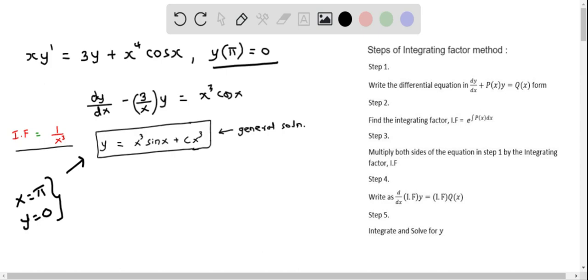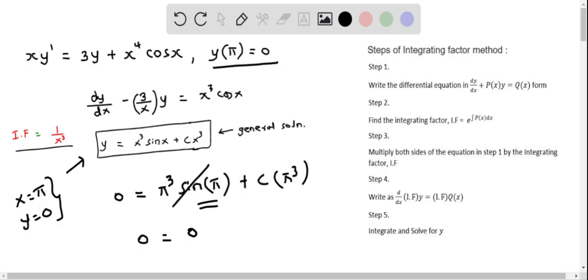I'm going to replace x by pi and y by 0. Therefore, this becomes 0 equals pi cube times sin of pi plus c times pi cube. And we know that the value of sin pi equals 0. So this completely becomes 0, and we have 0 equals 0 plus c times pi cube, which is pi cube c, and this implies pi cube c equals 0, and c is also 0. So we determine that the value of c equals 0.